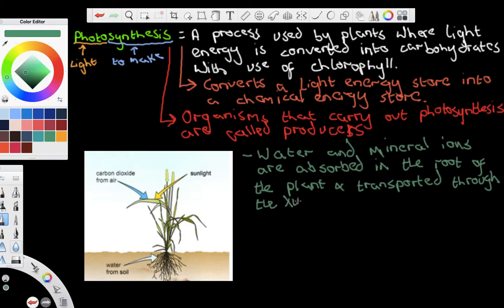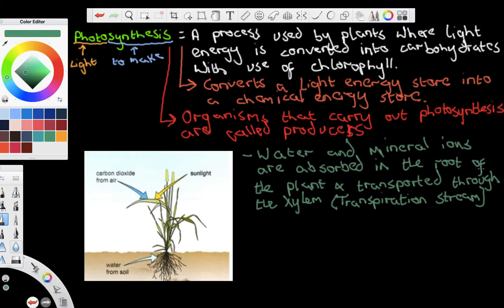Now remember, I'm just going to put in brackets here. When it's transported through the xylem, this is known as a transpiration stream. Okay, we have covered this in B4. So this is a transpiration stream.